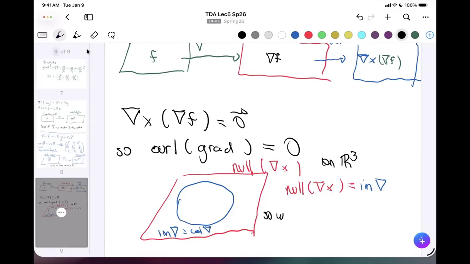So whenever the curl of f is a zero vector, you can express that vector as the gradient of a function. You can write f as the gradient of a function.